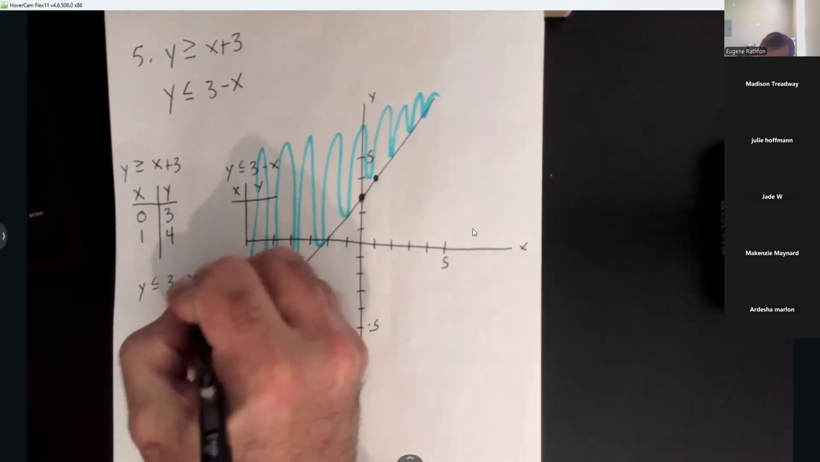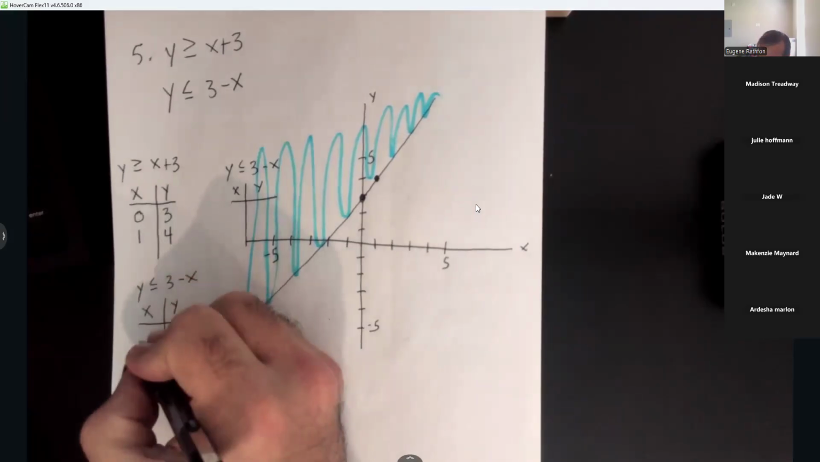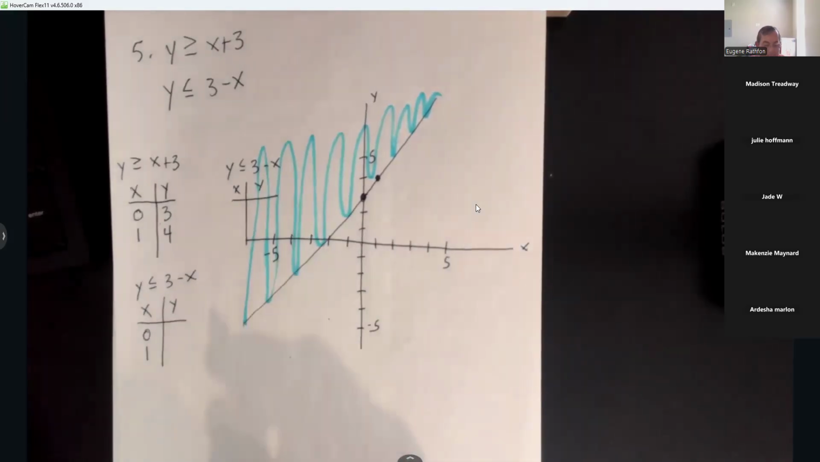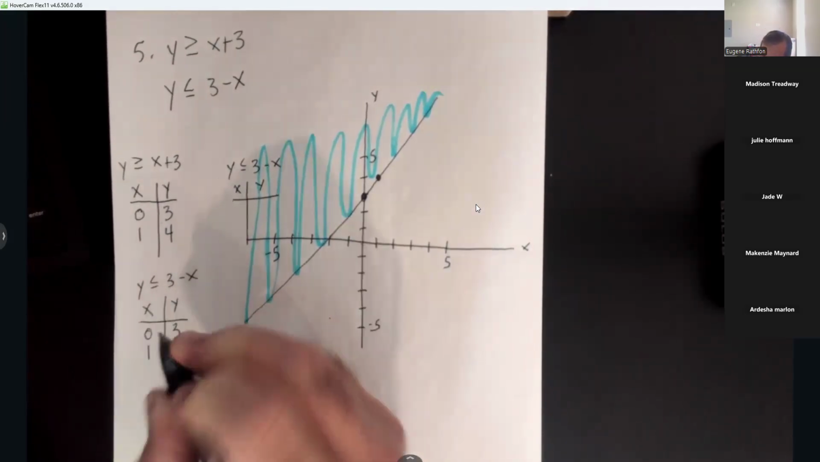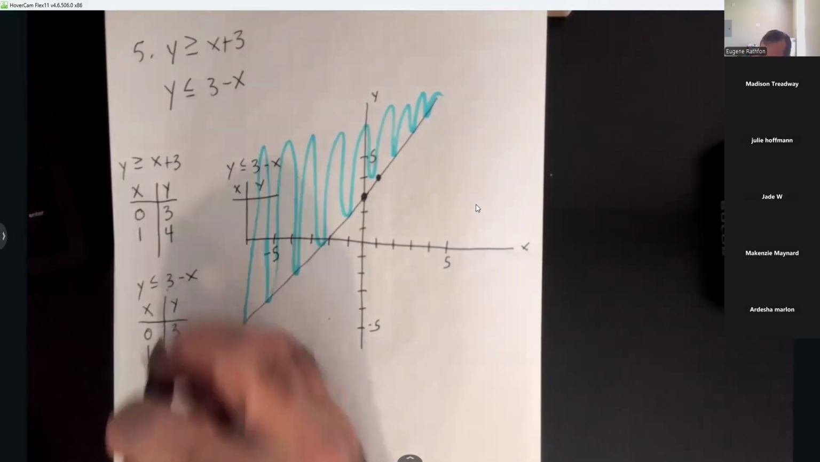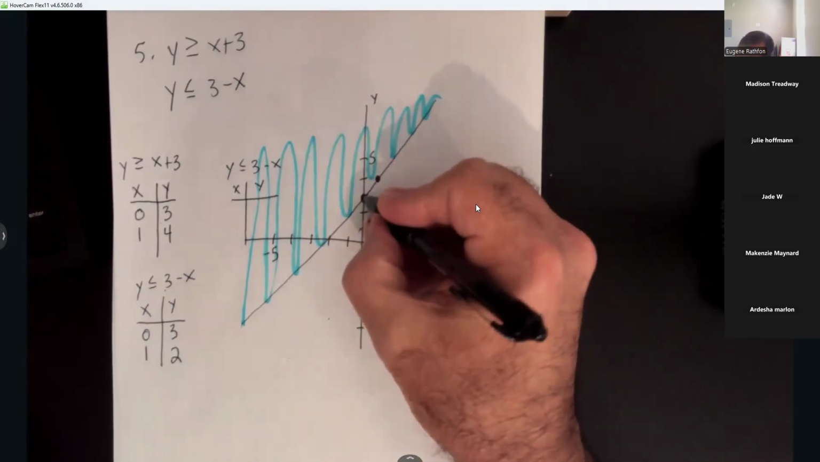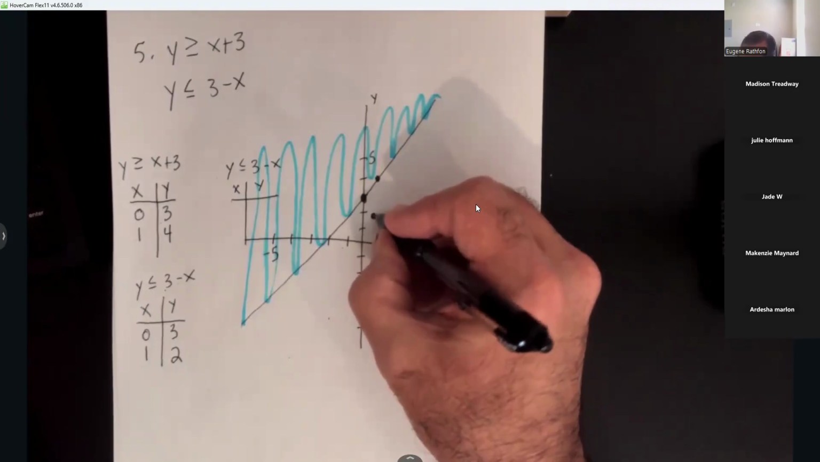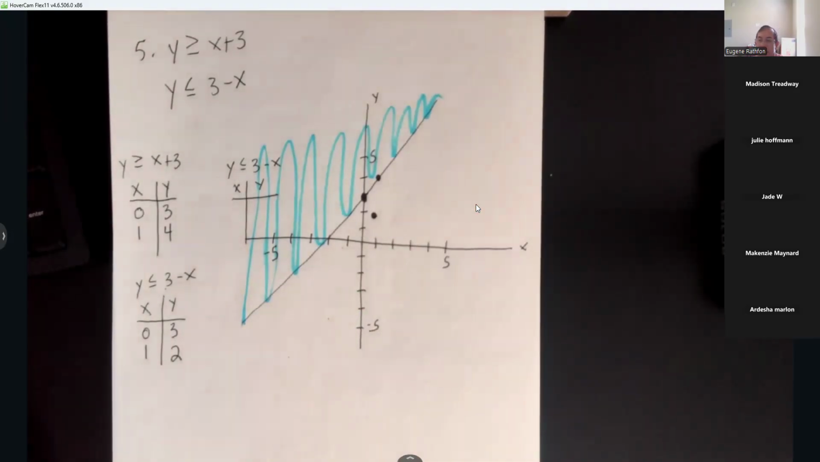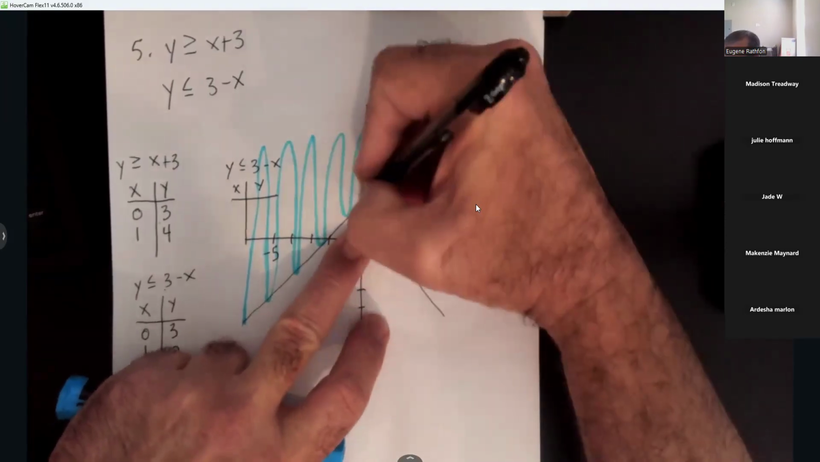That one was what? 3 minus x. And y'all are probably using the same x's. All right, y'all, so let's see what we get. 3 minus 0 is 3. And then 3 minus 1 is 2. So I'm at 0, 3. That point's the same. And then 1, 2. All right, I guess that's what, a solid line again. So this one's going to come down like this.